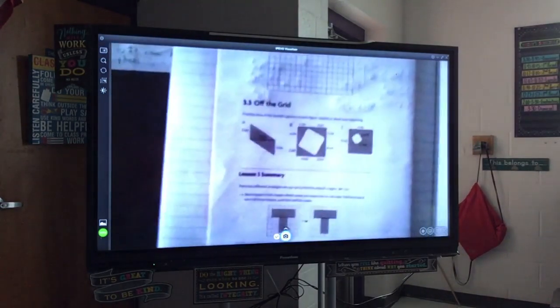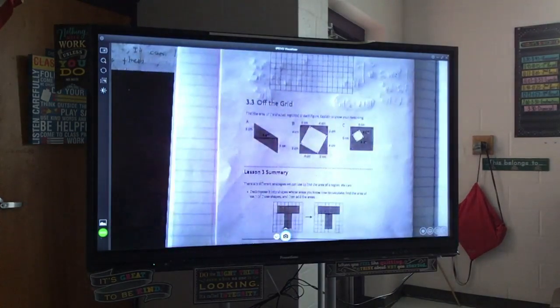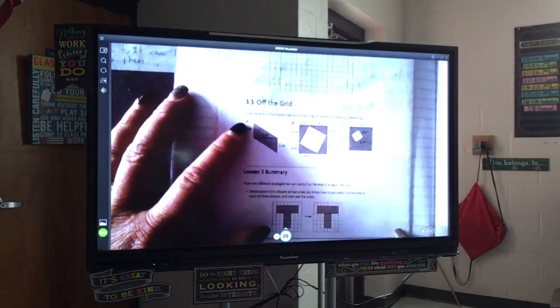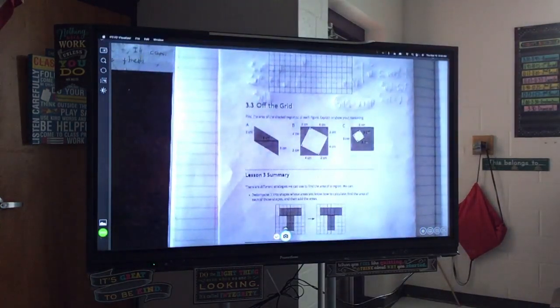So on the handout that you did receive yesterday, I need you to flip to the back page. So 3.3 off the grid. And it says, find the area of the shaded regions of each figure. Explain or show your reasoning. So the way we're going to explain is just by using numbers.